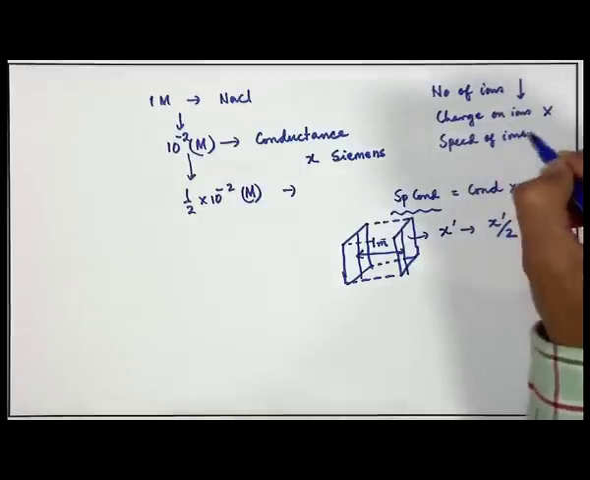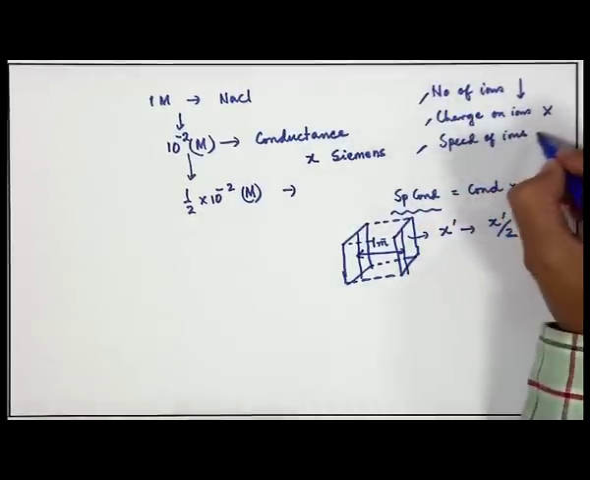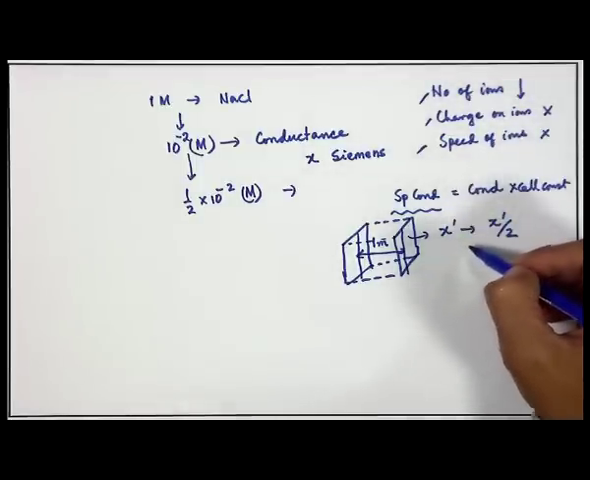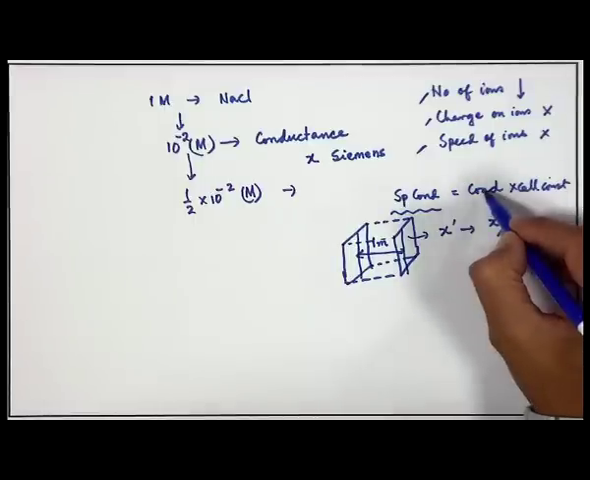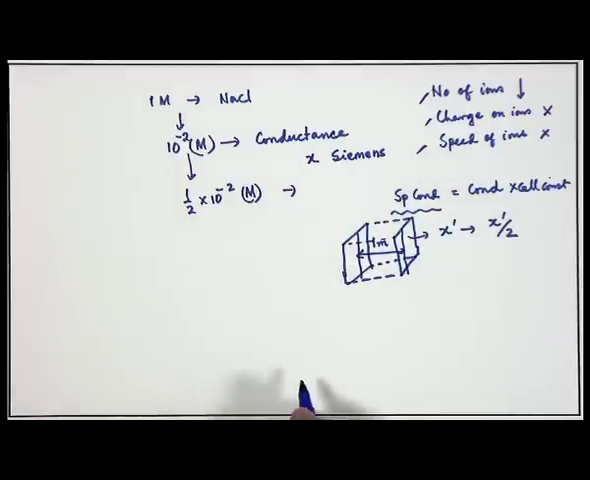You can consider that this one is also remaining unchanged. So, therefore, since the number of ions is reduced, specific conductance decreases, and the cell constant is fixed. So, therefore, conductance is expected to be reduced. Okay. So, therefore, again come back to molar conductance.